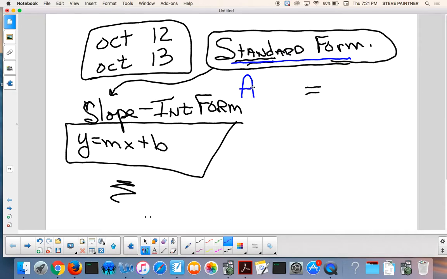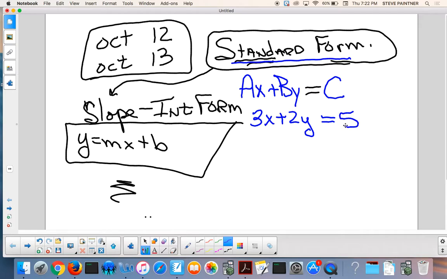Instead of solve for y, you have the x term on one side and the y term on the same side. So x term, y term on the same side. This is just a number. We call it c, and c is for constant. Okay, so for instance, this would be standard form. 3x plus 2y equals 5, where a is 3, b is 2, and c is 5.